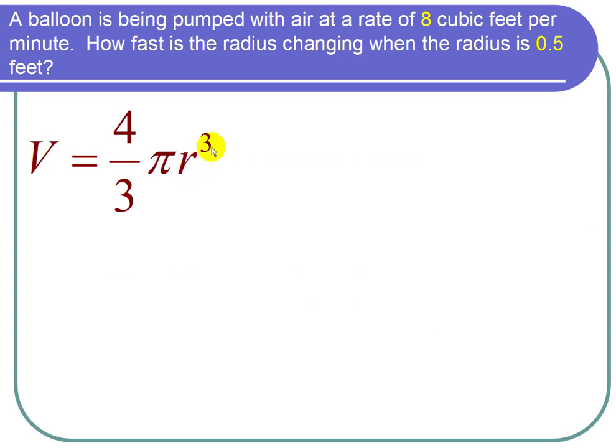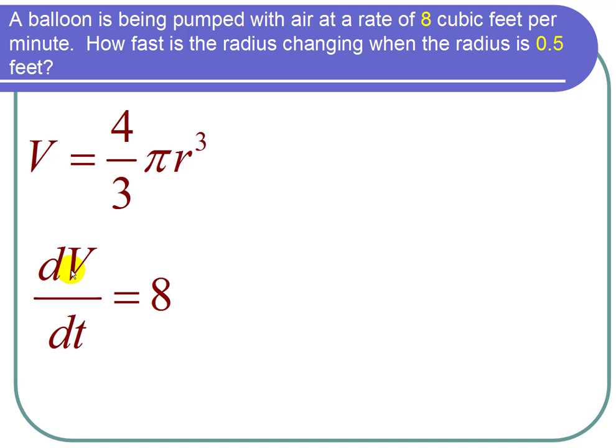Now let's look at our numbers we're given. We have a rate of 8 cubic feet per minute. The word rate represents derivative, and cubic feet is volume, per minute, minute is time. We can say that the change in the volume with respect to time, dV/dt, is equal to 8.